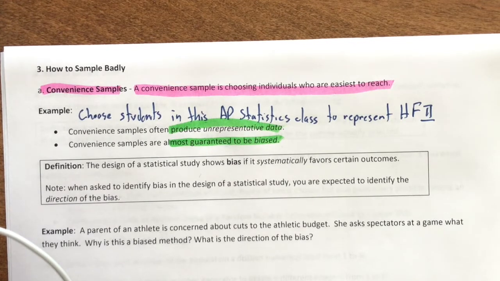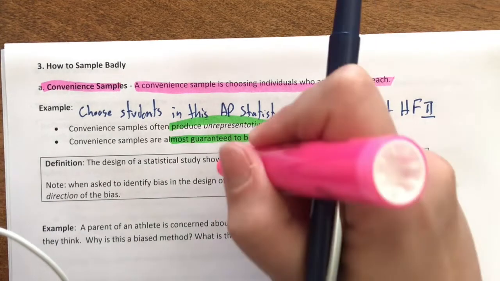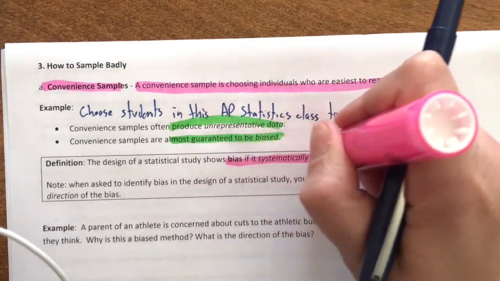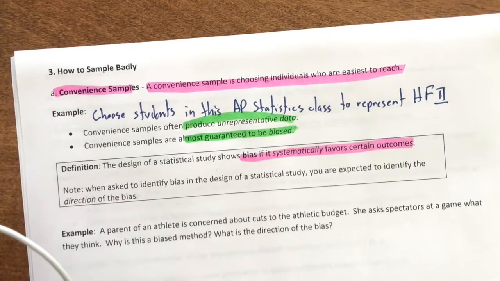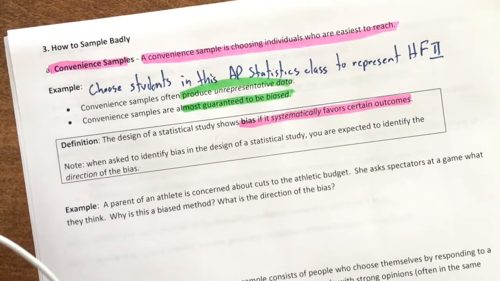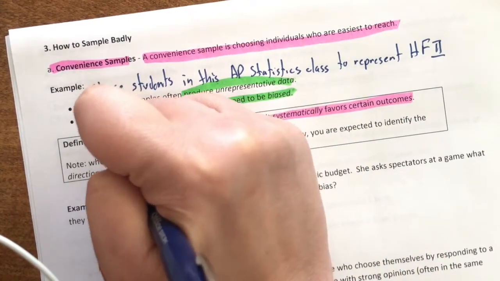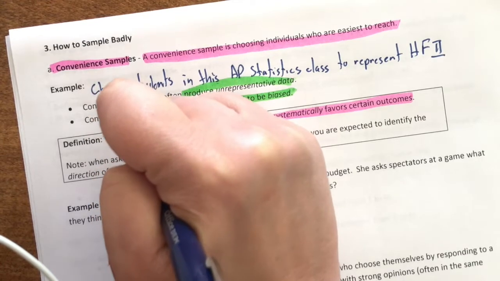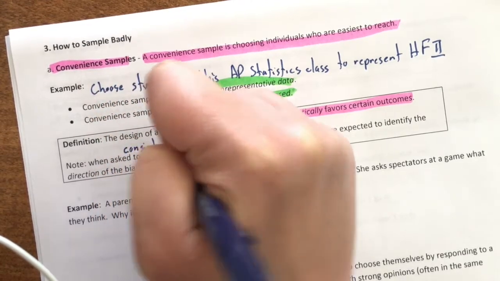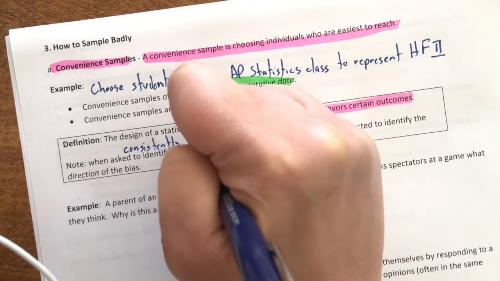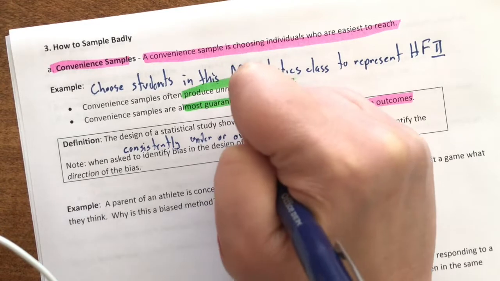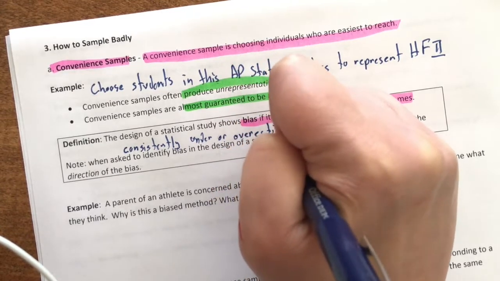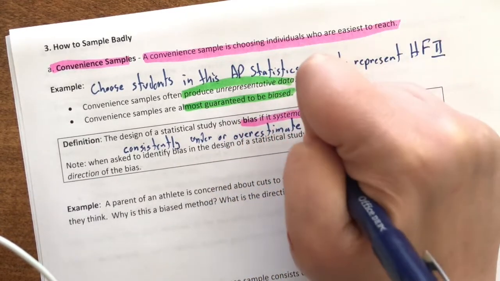The design of a statistical study shows bias if it systematically favors certain outcomes. So bias is when it's going to systematically favor certain outcomes. It's going to consistently under or overestimate results. That's going to be an important note. It's going to consistently underestimate or overestimate results.